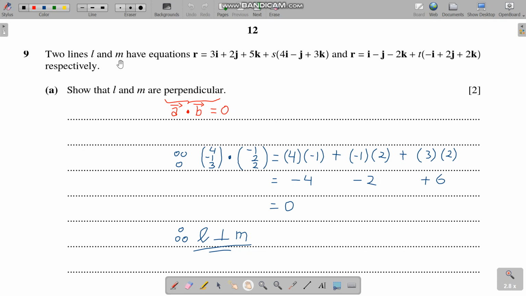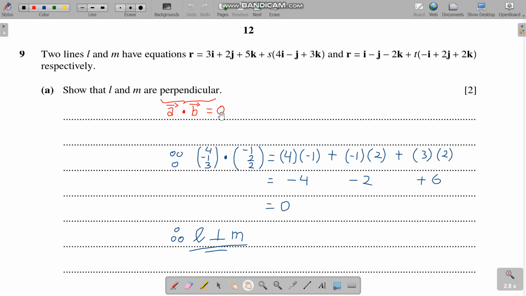The two lines L and M have equations. Show that they are perpendicular. Perpendicular means the dot product is 0. Since we are talking about lines, we have to use the line directions. For the line directions, we use the part with the parameters, s, t or lambda, mu. So (4, -1, 3) is the direction of line L, and (-1, 2, 2) is the direction of line M.